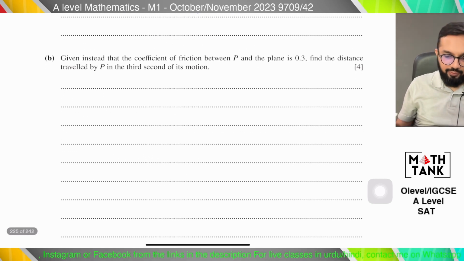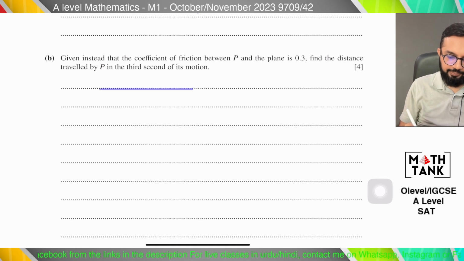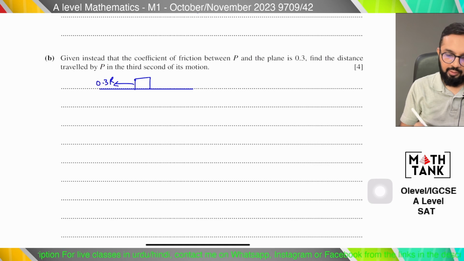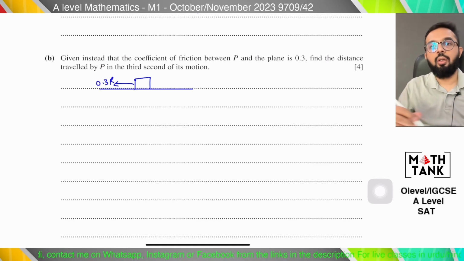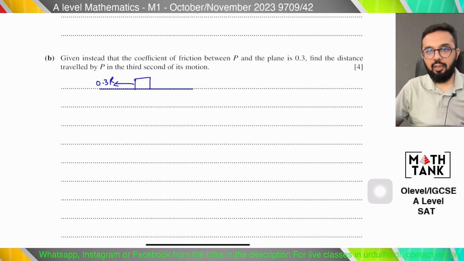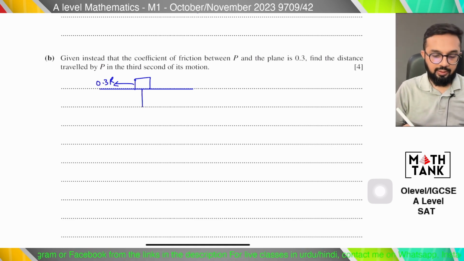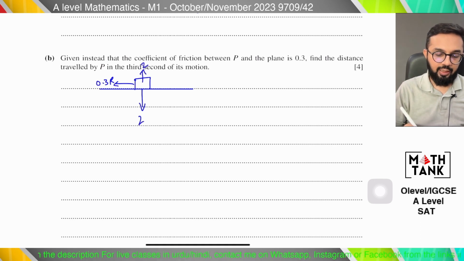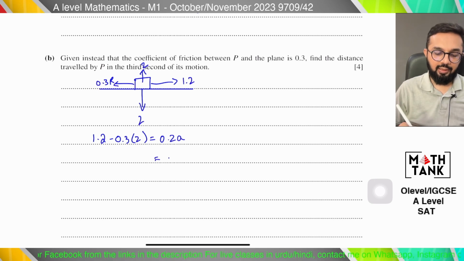Given instead that the coefficient of friction between P and the plane is 0.3, find the distance traveled by P in the third second of its motion. So that's important. Let's find out how much distance it travels in the third second. So this is 2, this is again 2, that's the normal reaction, and there's a driving force of 1.2. So 1.2 minus 0.3 into 2 equals ma. That's going to tell me my acceleration.